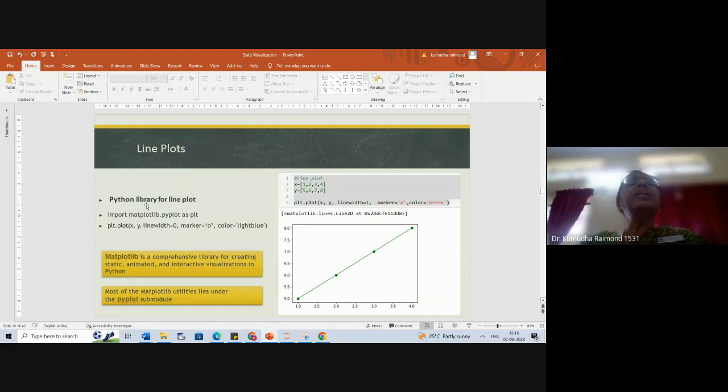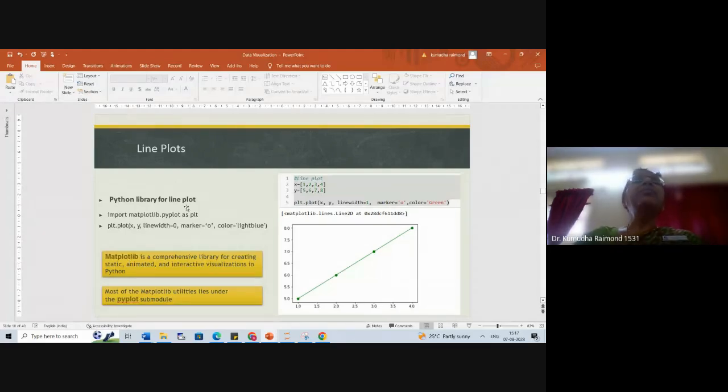Okay, so we need matplotlib and pyplot for drawing all such graphs. What is matplotlib? It is a library for creating static or animated visualizations using Python. And pyplot comes with matplotlib. Most of the utilities of matplotlib are available under the pyplot submodule.